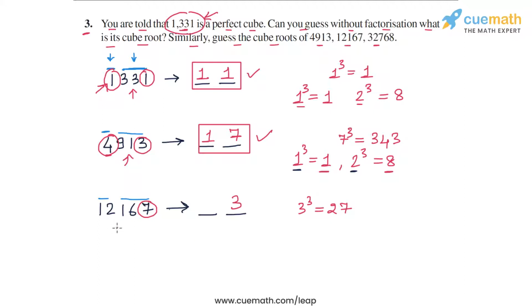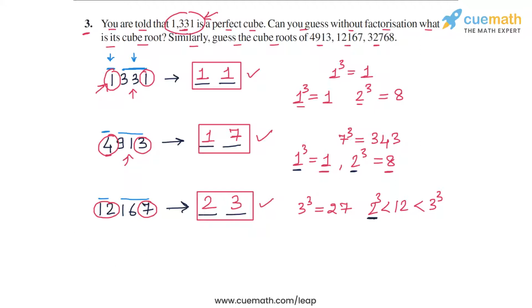To figure out the tens digit, we have to find those 2 consecutive digits between the cubes of which the number under the second group will lie. This number 12 lies between 2 cube, which is 8, and 3 cube, which is 27. The smaller of 2 and 3 is 2, so in the tens digit of the cube root we will have 2. So the cube root of this third number is 23.